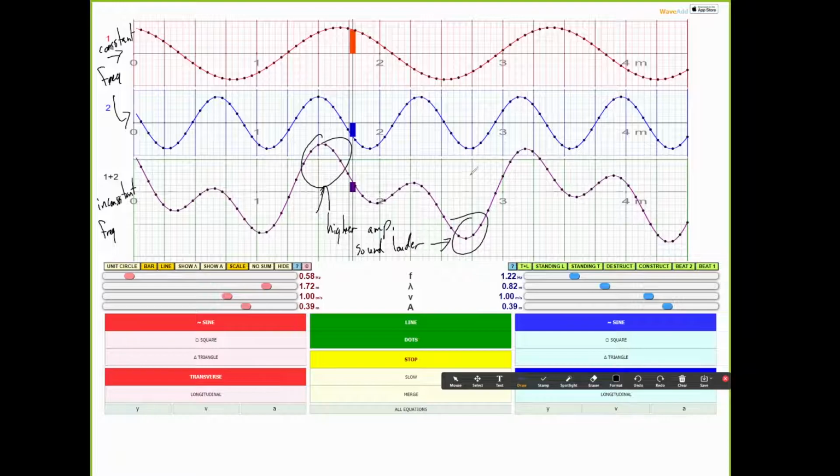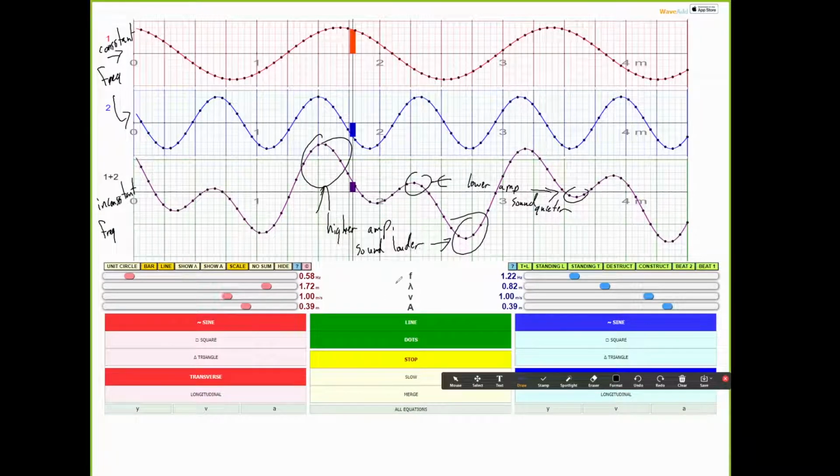And then we have these places of lower amplitudes, here and here, and they will sound quieter. And so we're going to get this loud, soft, loud, soft, loud, soft, loud, soft, loud, soft. But it was happening much faster than that with the frequencies that I chose.